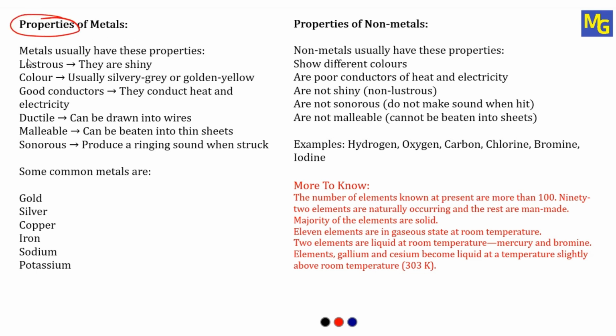So what are the properties? Metals usually have all the following properties. First one, lustrous. All metals have a lustrous property, or they are shiny. Second is color, usually silvery gray or golden yellow. So all metals have a particular color. Good conductors, as we all know, they conduct heat and electricity. So metals are good conductors of heat and good conductors of electricity.